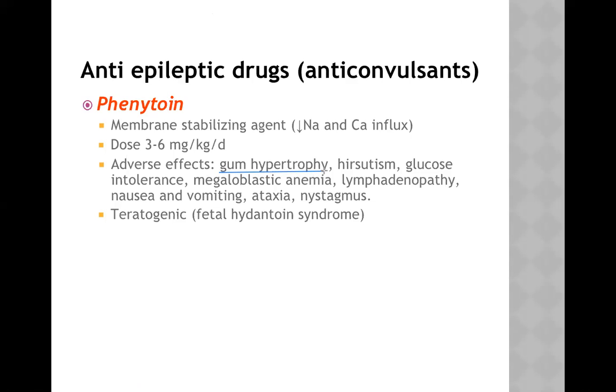These are repeatedly asked in the exam. Another is hirsutism, abnormal hair growth in unwanted parts of the body, glucose intolerance, there may be hyperglycemia, megaloblastic anemia. We all know megaloblastic anemia occurs because of lack of folic acid and vitamin B12 deficiency. Lymphadenopathy, nausea and vomiting, ataxia, and nystagmus. These all are different adverse effects of phenytoin, and there are certain other causes of hyperplasia or gum hypertrophy also.